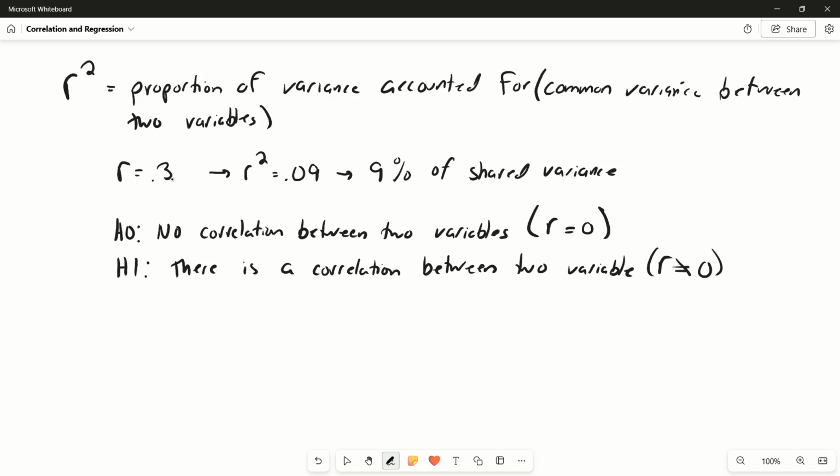Like this 0.3, this might be significant with a large enough sample, but does that really tell us much between the two variables? No, because it's only explaining 9% of the variance. So 91% of the variability in one of the variables is not being explained. So it's not telling us much. It's telling us 9%, which is something, but it's not a lot.